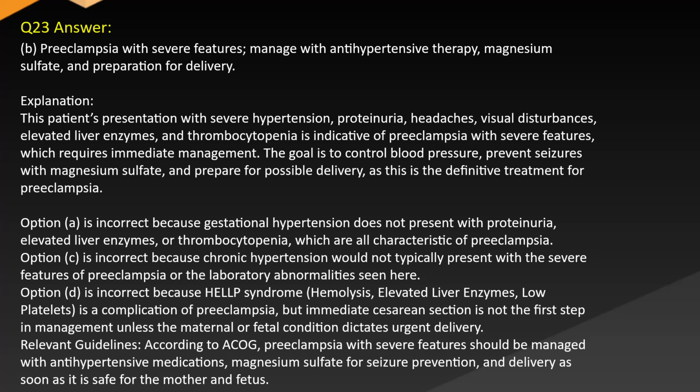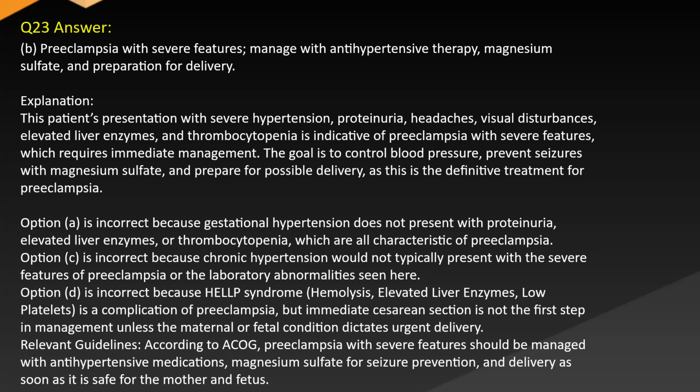definitive treatment for preeclampsia. Option A is incorrect because gestational hypertension does not present with proteinuria, elevated liver enzymes, or thrombocytopenia, which are all characteristic of preeclampsia. Option C is incorrect because chronic hypertension would not typically present with the severe features of preeclampsia or the laboratory abnormalities seen here. Option D is incorrect because HELLP syndrome (hemolysis, elevated liver enzymes, low platelets) is a complication of preeclampsia, but immediate cesarean section is not the first step in management unless the maternal or fetal condition dictates urgent delivery.